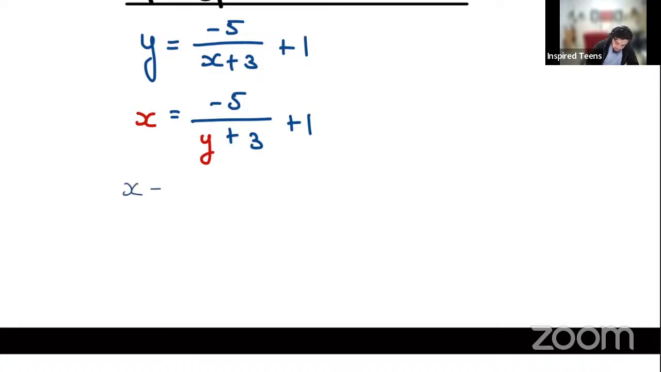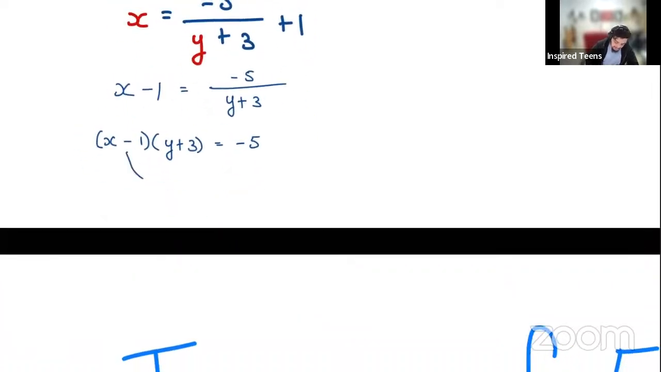So you have x minus 1 is equal to -5 over y plus 3. Then you take this over as multiplication, okay, because it's currently division on the right hand side. So when it goes to the left, it should become multiplication. So you have x minus 1 times y plus 3 is equal to -5. Do not multiply this out. Okay, calm down, relax. Do not FOIL this. Okay, take the x minus 1 over to the other side, because these are like in multiplication. It's like two brackets multiplied by each other.